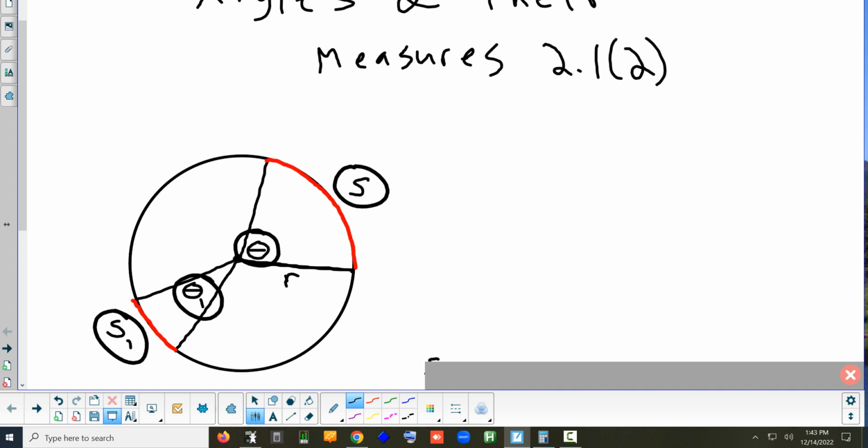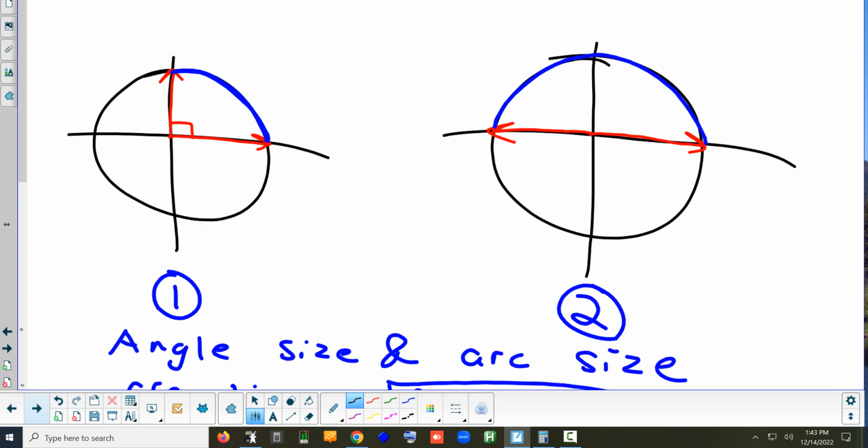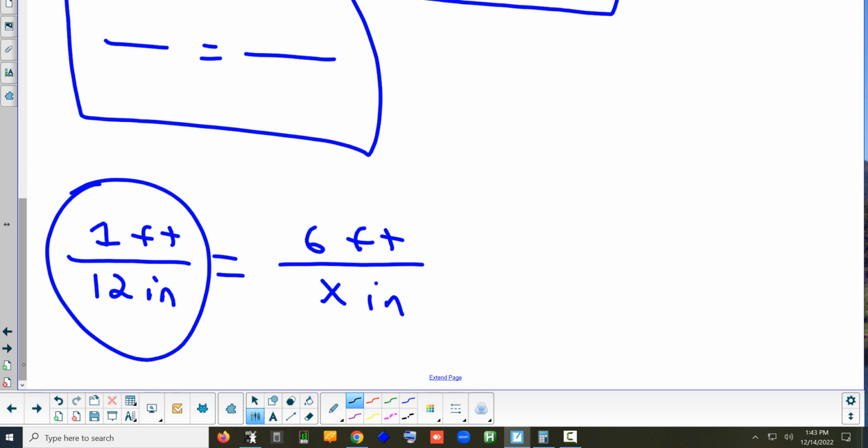So let's see if we can set up a proportion first. Keep in mind, when you set it up, you have to set it up the same way on each side. If you put feet in the top on the left, you need to put feet in the top on the right. If inches is in the bottom on the left, inches needs to be in the bottom on the right. So you could have switched it, but you just have to be consistent on each side.